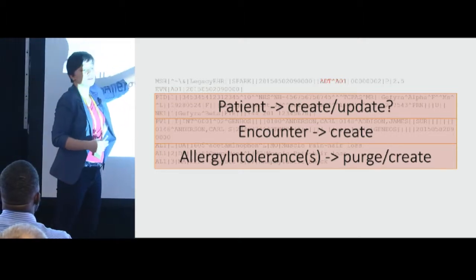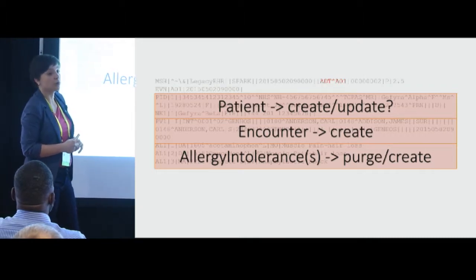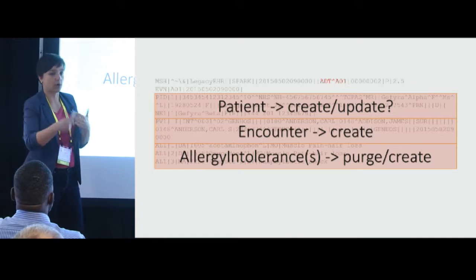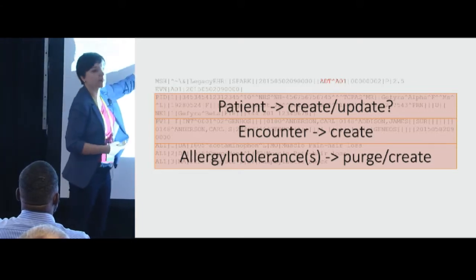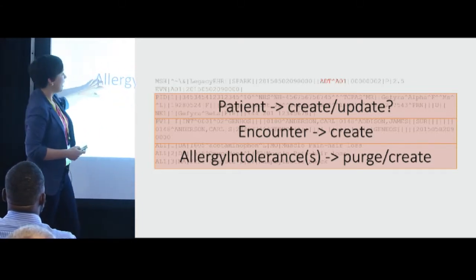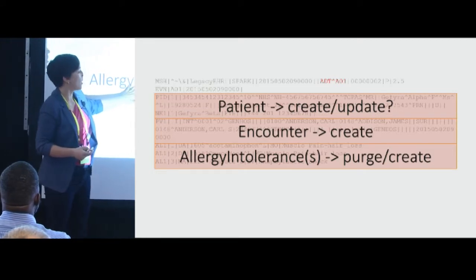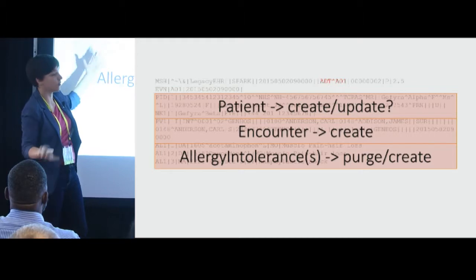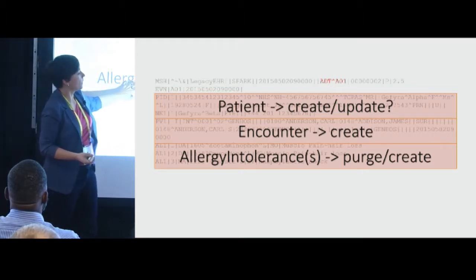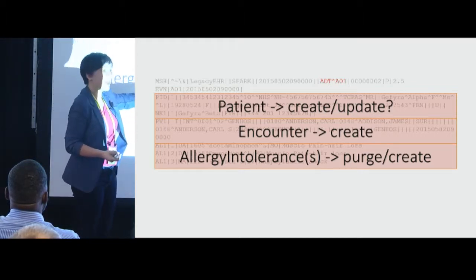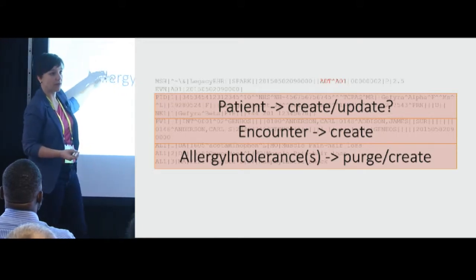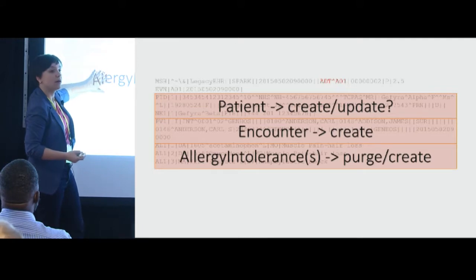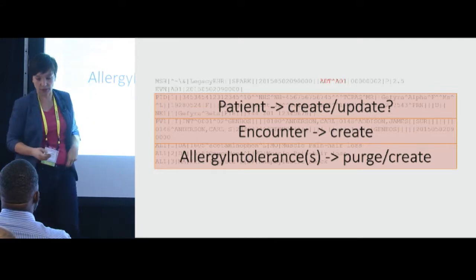For the encounter, it's most likely going to be a create, because that's what this event means. But we also have to consider that upon resending the message, we don't want to have a duplicate encounter. For allergy intolerances, it's a little bit more complicated because the semantics of this V2 message is a bit weird, but that's the way it is: it would tell the receiving system to forget all the allergy intolerances that have been recorded for this patient and replace them with the currently contained allergy intolerances in the system.